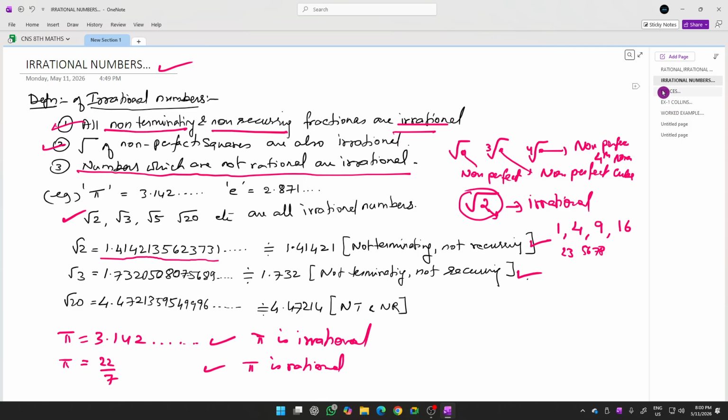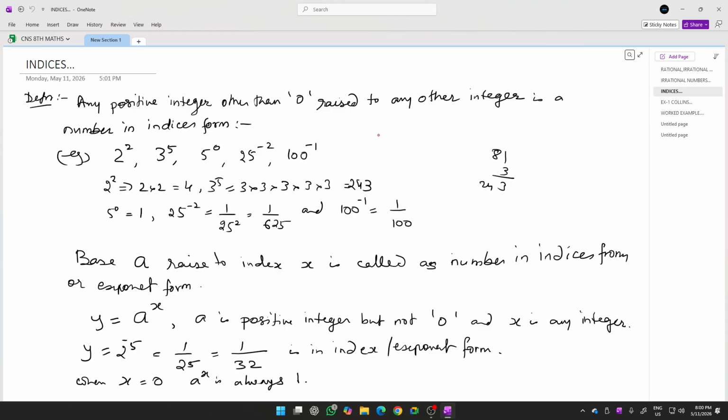Okay. So these definitions of rational and irrational numbers, I have the definition and meaning, the concepts I am trying to explain to you. Now the third part of this is something called indices. Now what are indices? By definition, any positive integer other than 0 raised to any other integer is a number in indices form.